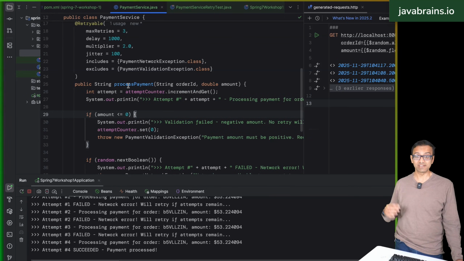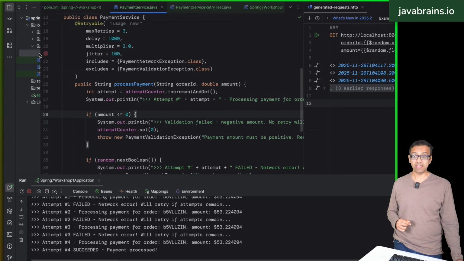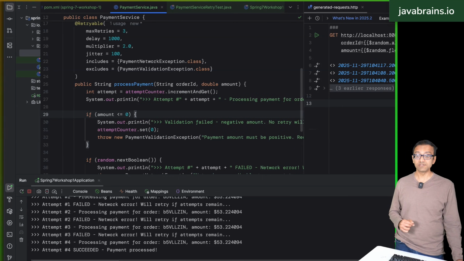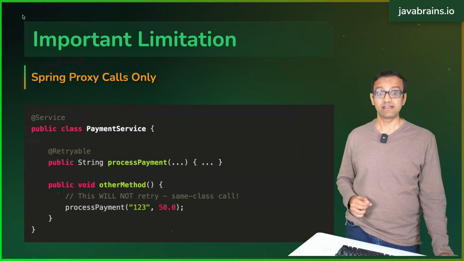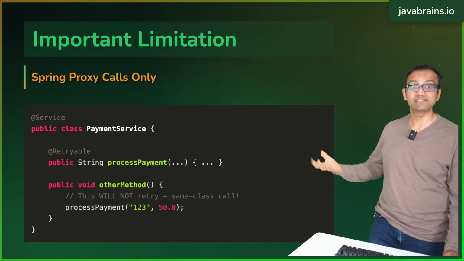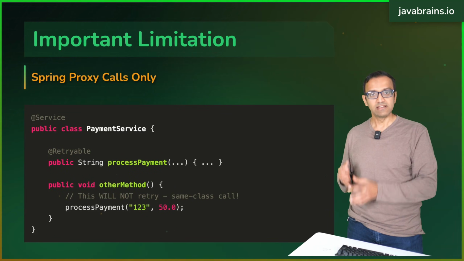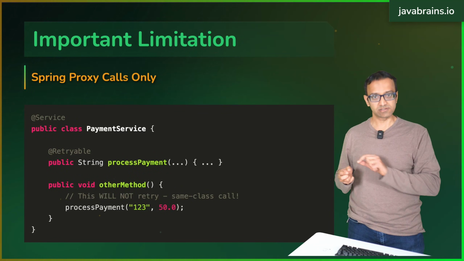What Spring is doing is using AOP so that it intercepts it. So in order to leverage Spring AOP, you have to use it through the Spring container, through the Spring infrastructure. It's only then that it works. So Spring proxy calls only. So maybe there is another service, or a component or a controller, some Spring entity that's calling this, so it goes through that.